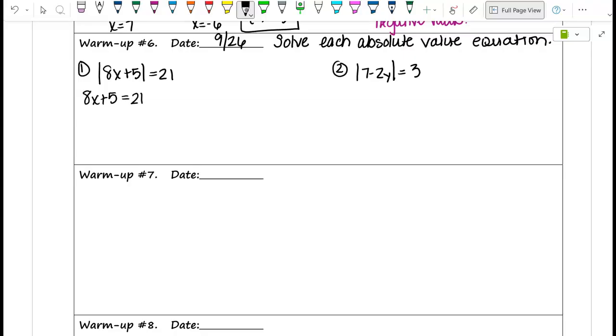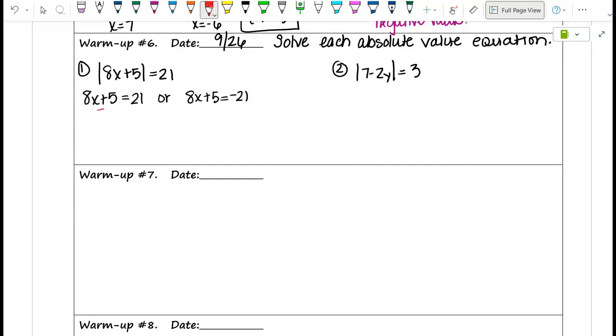One time it's equal to positive 21, or we rewrite that, and again we still use 8x plus 5 equals negative 21. So again, one thing, I see a lot of people wanting to just solve out of the absolute value. We should not be doing that. We should be rewriting the equation without the absolute value, once with a positive 21, once with a negative 21.